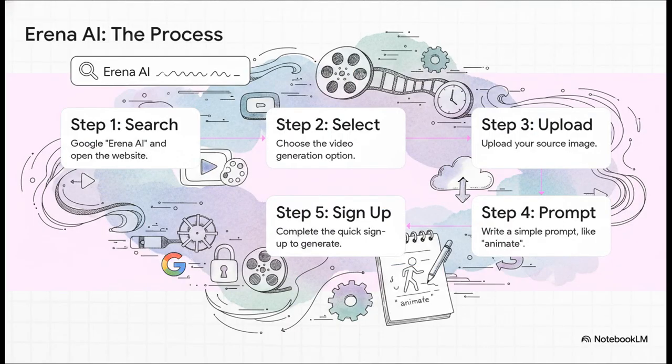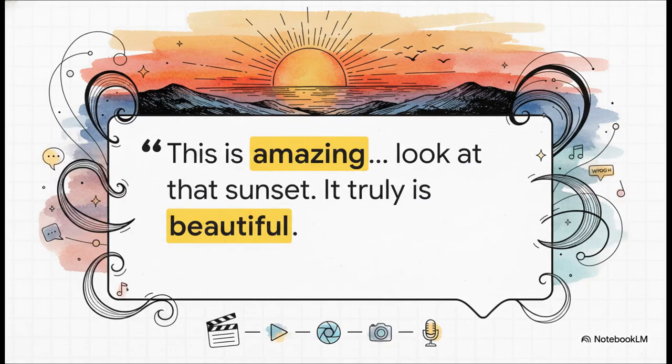Getting started is a breeze here too. You just Google Arena AI, pick the video option, toss in your image, and write a quick prompt. Honestly, you can even just type animate and see what it comes up with. You do have to sign up real quick. I just use Google to make it fast. A little heads up though, this one can be a bit on the slow side, so you gotta have a little patience. But oh man, that patience really pays off.